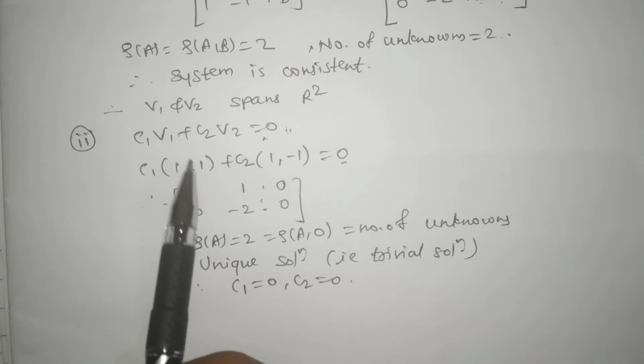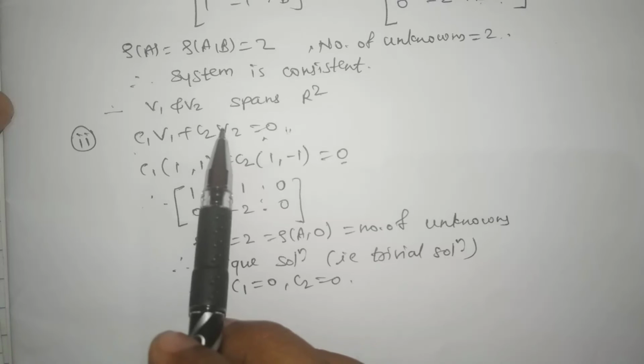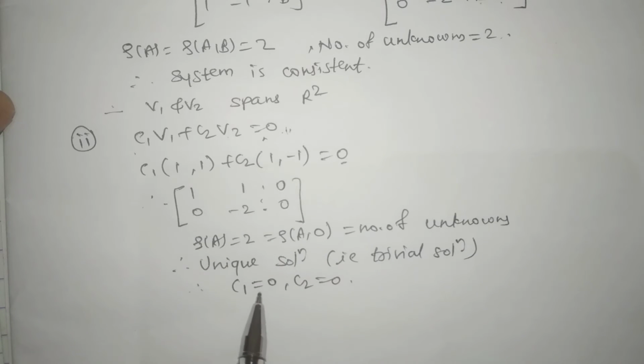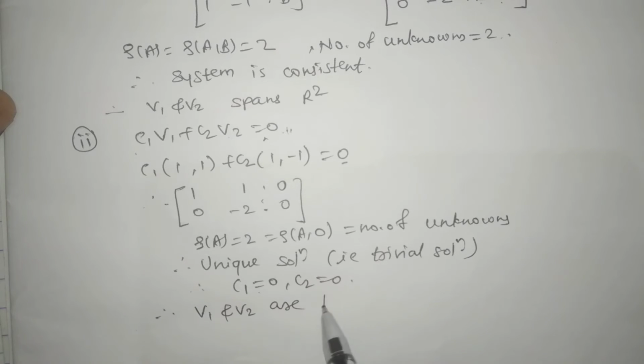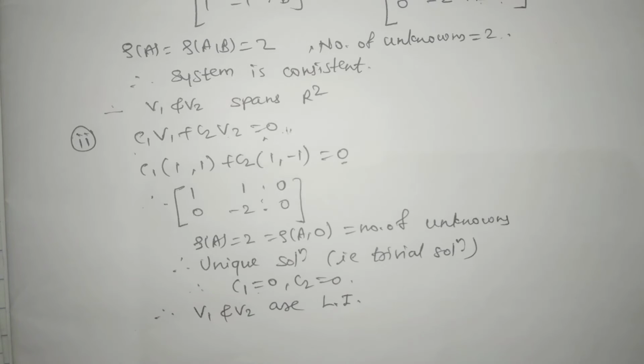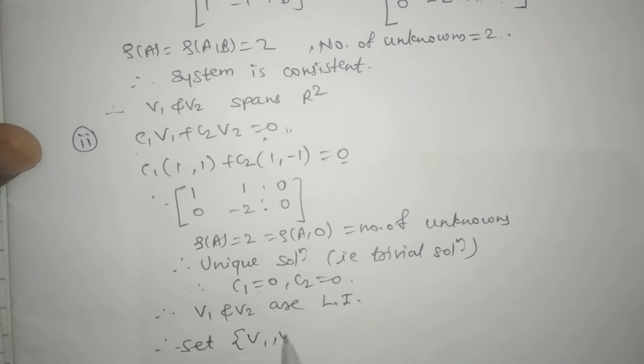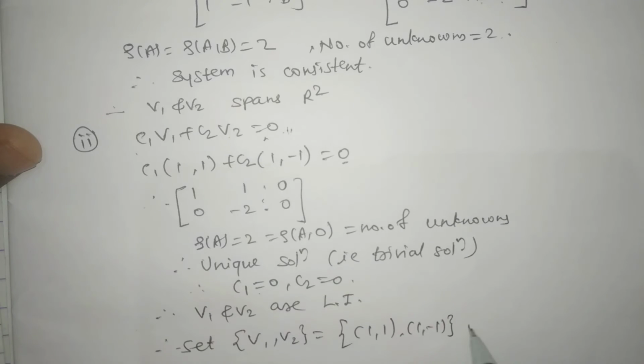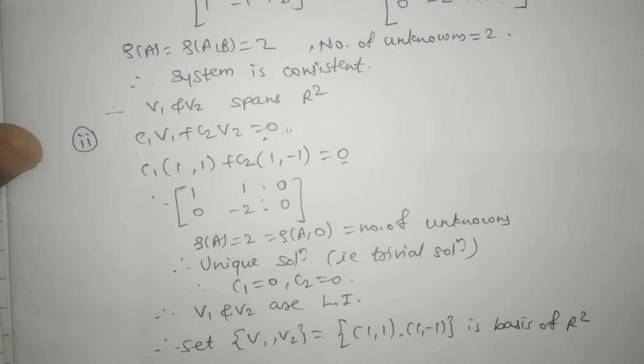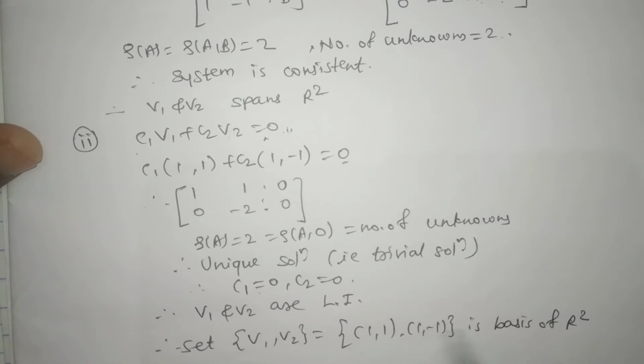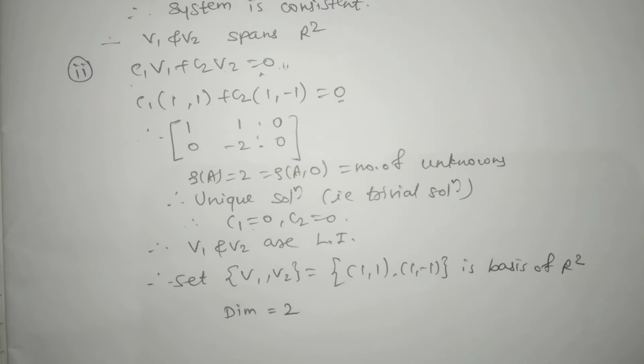So for linear dependence and independence, when you consider C1 V1 plus C2 V2 equals 0, we get C1 is 0 and C2 is 0. Therefore V1 and V2 are linearly independent. So both conditions get satisfied. Therefore the set V1, V2, that is the set (1, 1), (1, minus 1), is a basis of R square. What is the dimension of R square? The dimension is also 2, because there are 2 elements. So the dimension of R square equals 2. So this is our final answer.